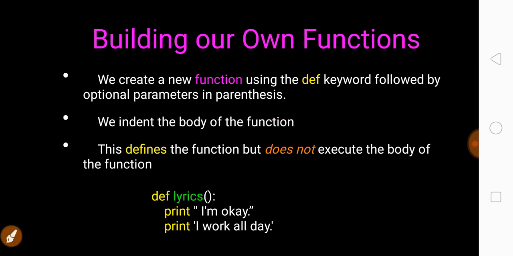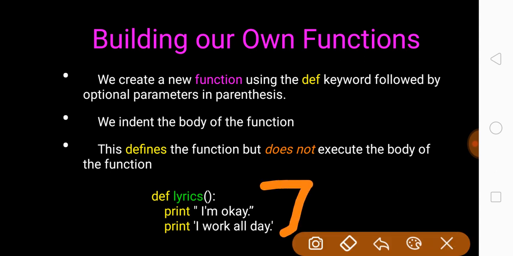Getting my point? That means if you want to attach any number of lines to the function, you must use indent, that is, blank space before those lines. The third point is that this defines the function but does not execute the body of the function. That is the simple definition of the function. Over here, if you see carefully, the function name is lyrics, and it has two lines, because we have used some blank space before these lines.